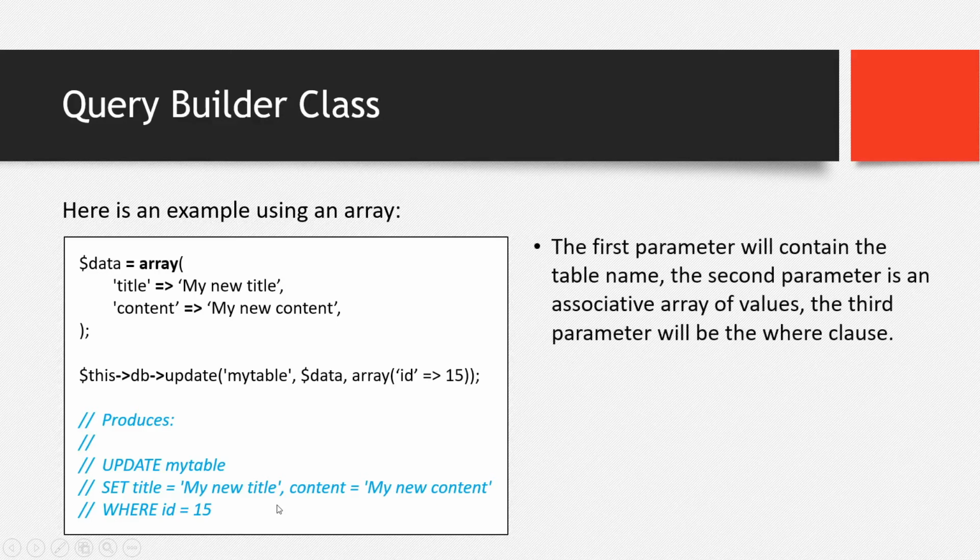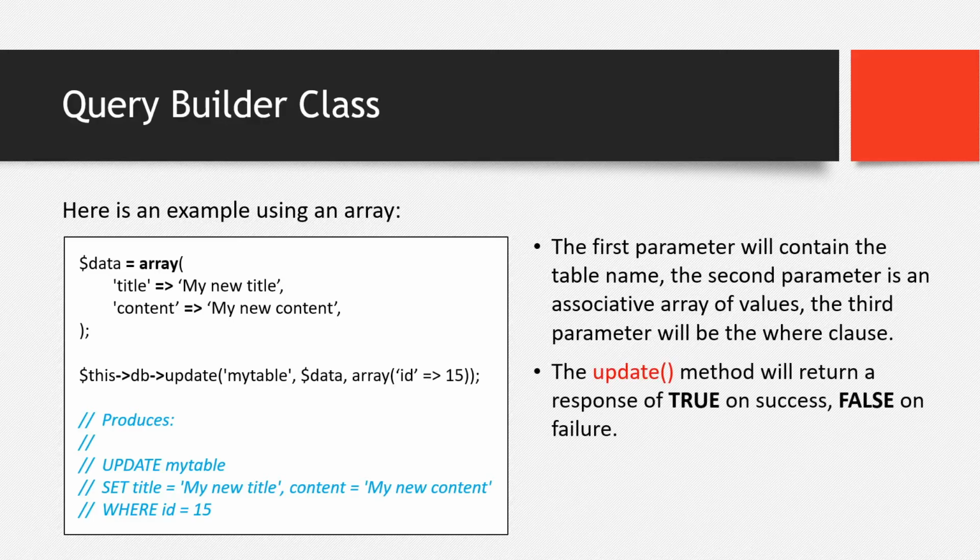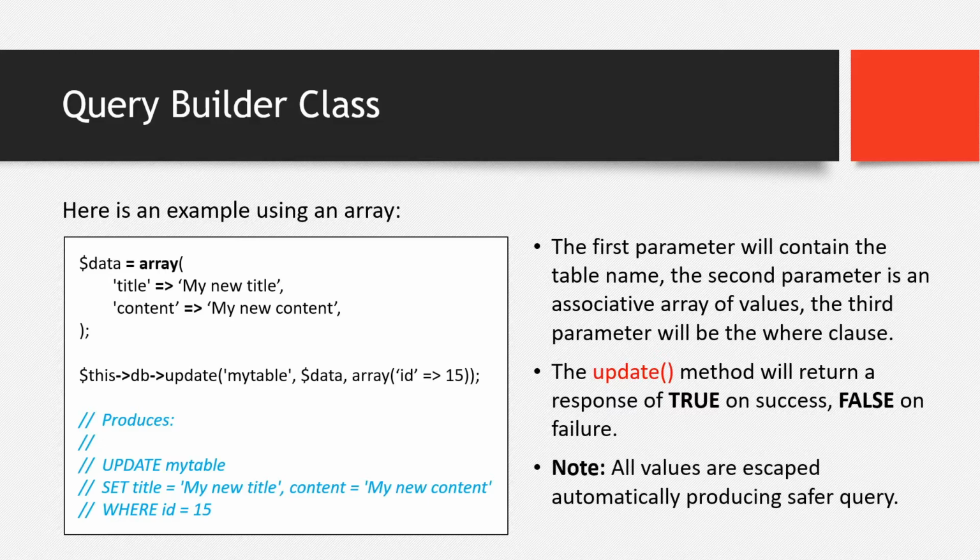Okay. So the first parameter basically contains the table name. The second parameter is an associative array of values. Then the third parameter will be the where clause. Okay, so the update method will return a response of true on success and false on failure. Note, all values are escaped automatically, producing a safer query. Okay, so that's the good thing about using query builder. It is already providing us a safer query compared to the query basic. Okay, guys?